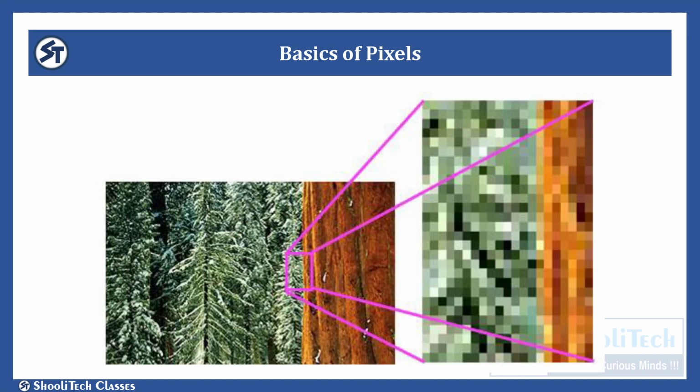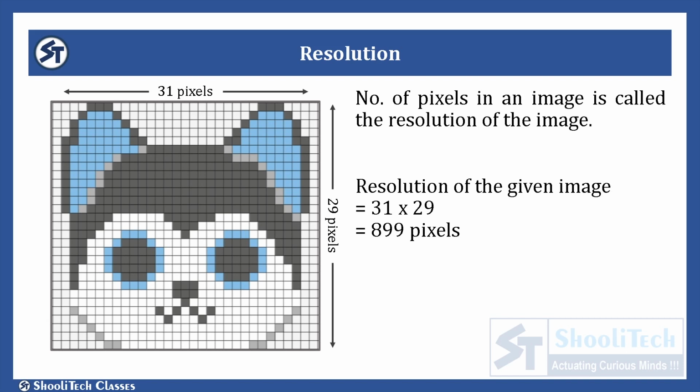So now it is clear that an image is made up of round or square pixels that are typically arranged in a two-dimensional grid. The number of pixels in an image is sometimes called the resolution. As we can see in the image shown on the screen, there are 31 pixels in width and 29 pixels in height, which means there are 31 into 29, that is 899 pixels in this image. So the resolution of the image is 31 into 29 or 899 pixels.